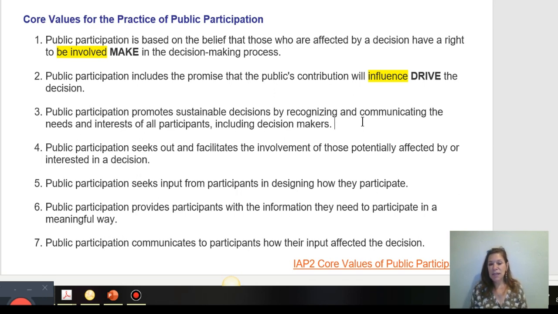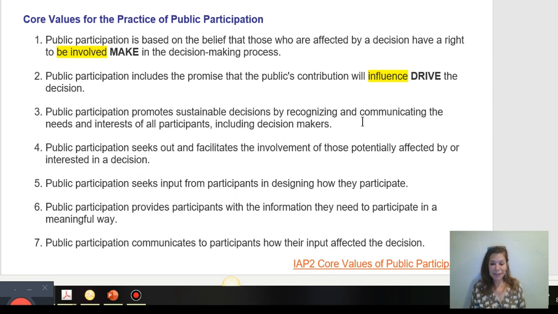Public participation seeks out and facilitates the involvement of all those potentially affected by or interested in a decision. That is the stakeholder premise. Public participation seeks input from participants in designing how they participate. Yes, absolutely. The participants should drive the design.